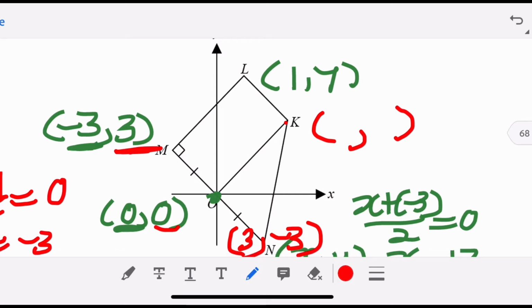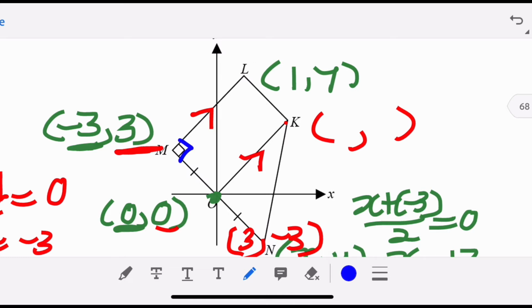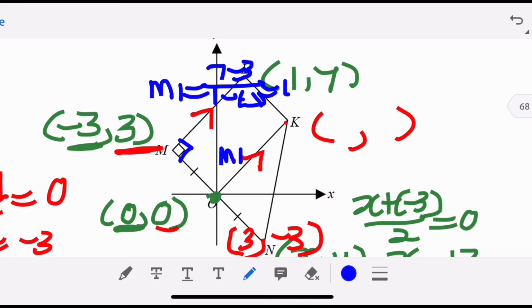Alright, so this is a rectangle, right? Because there is a right angle here. So that means the m here, m1, is the same. So we have 7 minus 3 and 1 minus negative 3, right? We have 1 just now, isn't it? 4 over 4, right? So it's 4 over 4, which is 1. So the m here is 1.